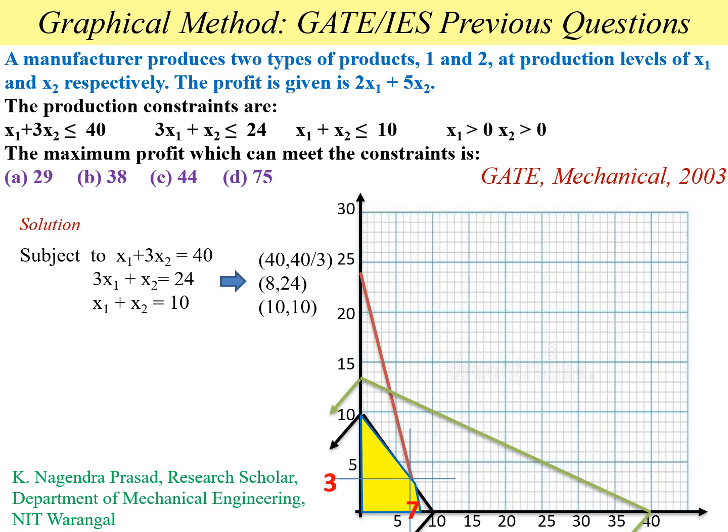So this is the feasible region, and we identify the corner points. Here (7, 3) is one of the corner points in the feasible region. So we substitute the x1 value 7 and x2 value 3 in the objective function, and we get the maximum profit as 29. So the answer is 29.